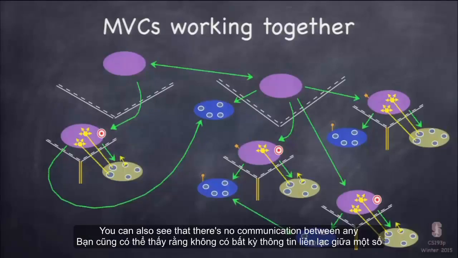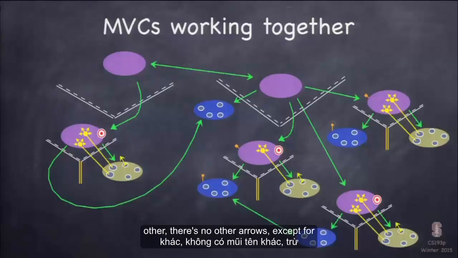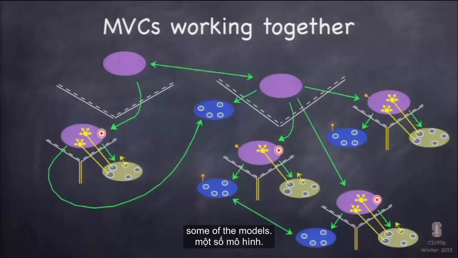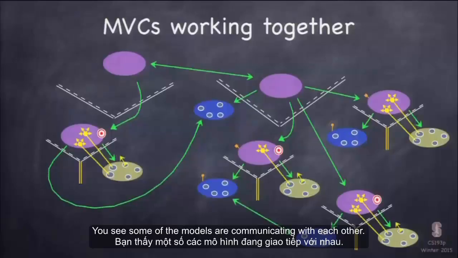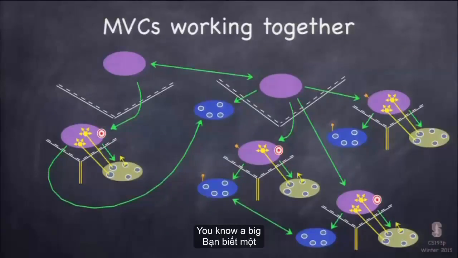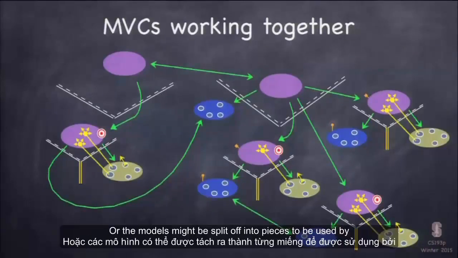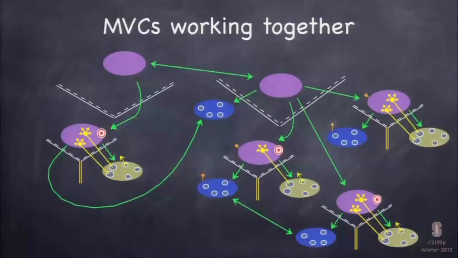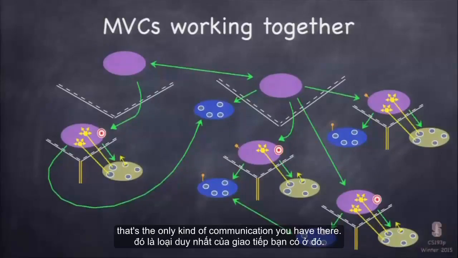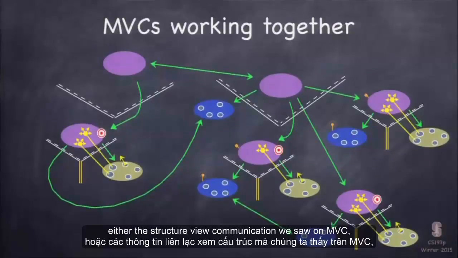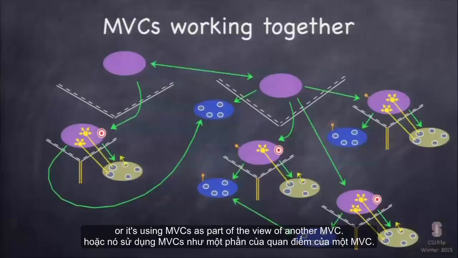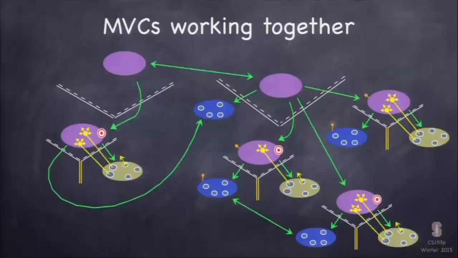You can also see that there are no other arrows except for some of the models. You see some of the models are communicating with each other. A big application might have a single shared model, or the models might be split off into pieces to be used by sub MVCs. Okay? But that's the only kind of communication you have there. All other communication is either the structured view communication we saw in MVC, or it's using MVCs as part of the view of another MVC.